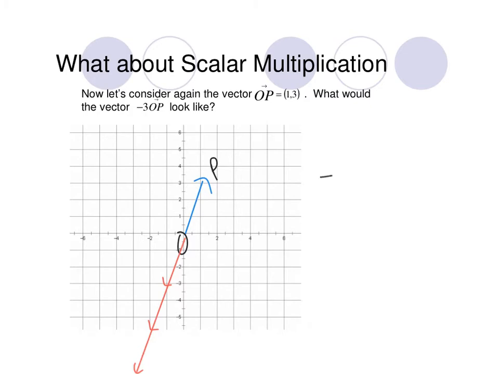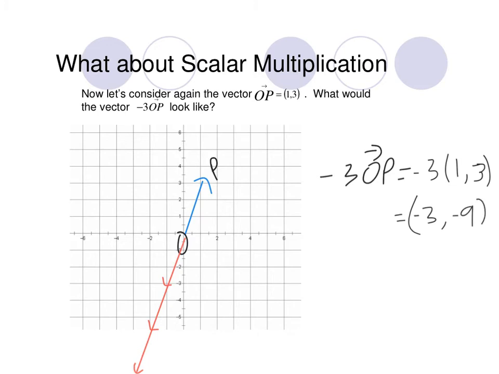If we took the scalar -3 and multiplied it by the vector OP, that is -3 times 1, 3. So from the diagram, it's reasonable to see that the new coordinates of the tip of that vector -3 OP are -3, -9. So yes, it does look like we multiply each of the coordinates by whatever scalar is there.